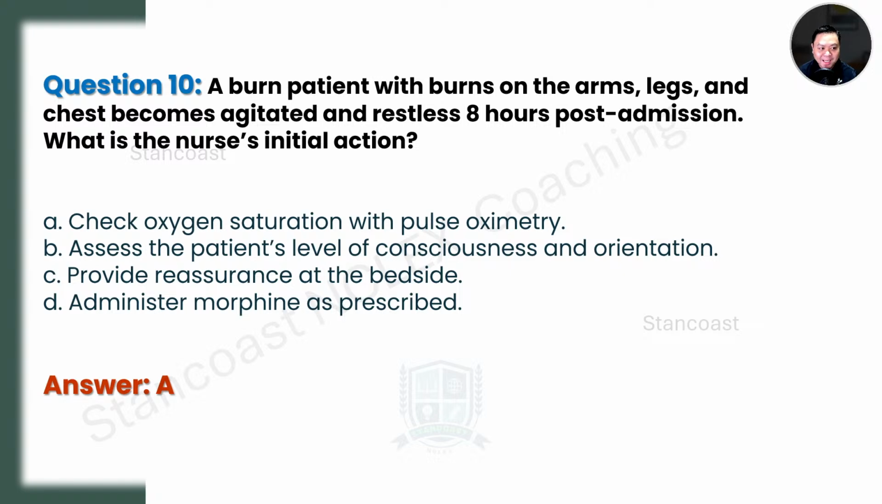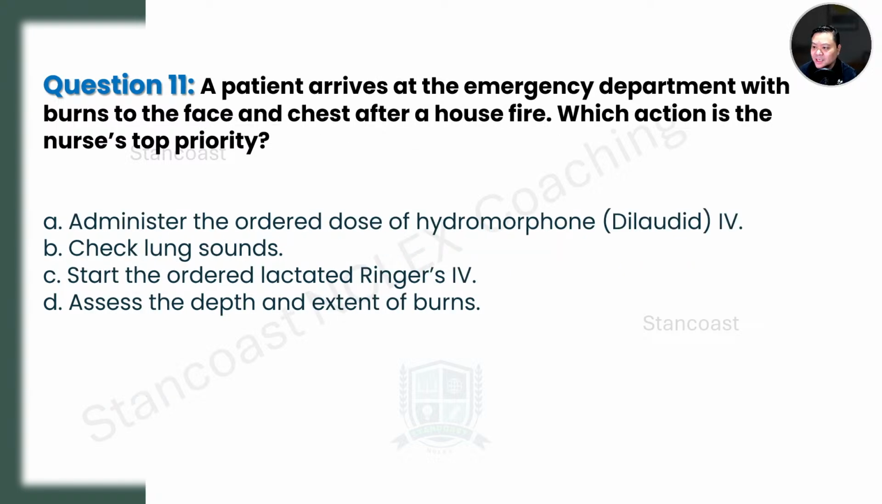Okay, let's have number 11. A patient arrives at the ED with burns to the face and chest after a house fire. Which action is the nurse's top priority? A. Administer the ordered dose of hydromorphone or Dilaudid IV. B. Check lung sounds. C. Start the ordered lactated Ringer's IV. And D. Assess the depth and extent of burns. Patient has burns in the face and chest after a house fire. What do you think would be the best answer here?